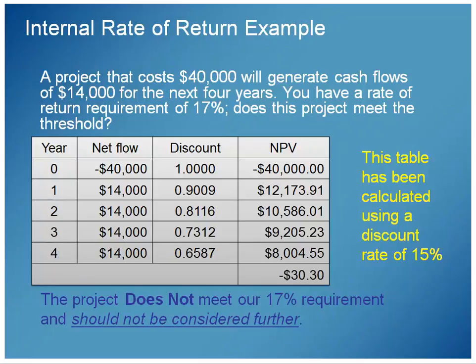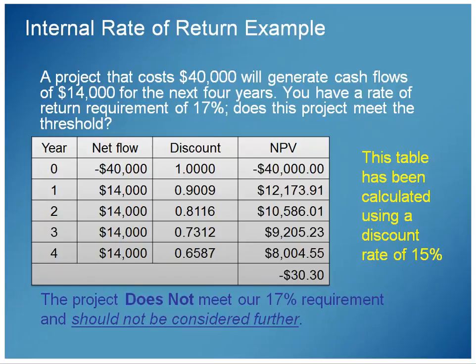We're getting more value for our money, and we can have some hypotheticals. We can say, here's a project, we're going to invest $40,000, with the expectation of generating $14,000 for the next 4 years. Our goal is to have a rate of return of 17%. Will this project meet that goal? And we can plug the values in. We get our discount values based on our IRR rates.